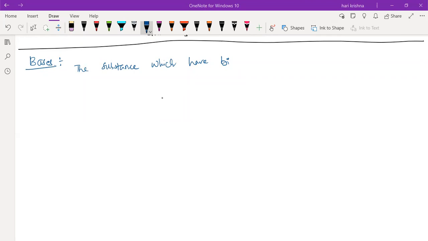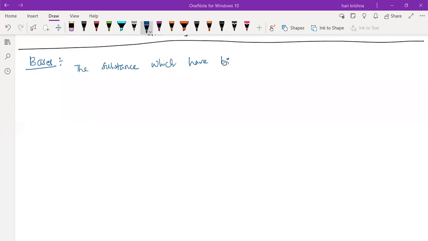Minerals which react with acid. Bases are the substances which have a high pH, like a pH above 7. The substances that turn red litmus paper blue. Okay, good. Ujjwal, what is your answer? Bases are minerals which react with acids. Okay. Good. All the definitions are correct.